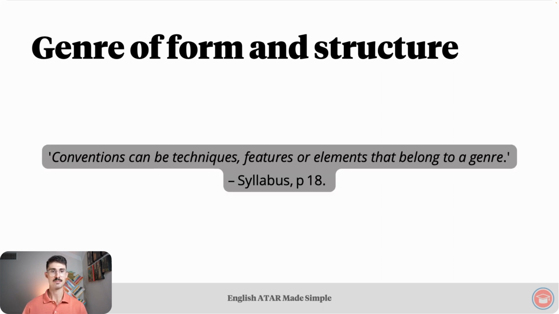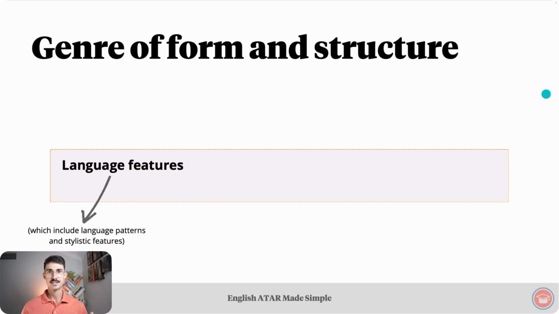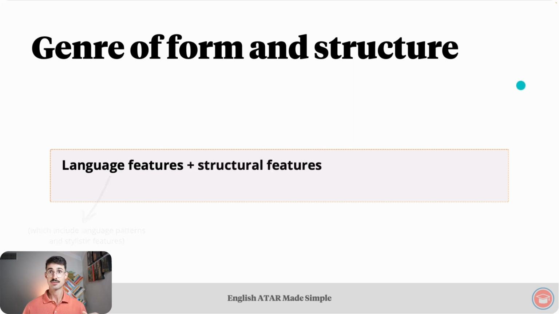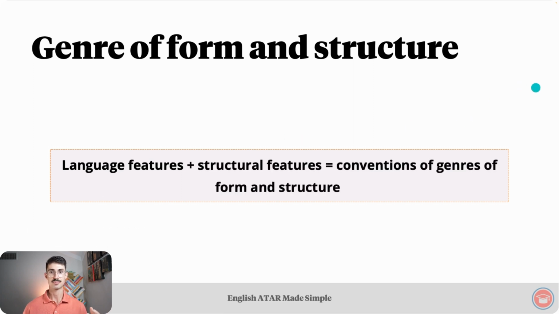A few minutes ago, I highlighted this sentence from the glossary definition of conventions. Conventions can be techniques, features, or elements that belong to a genre. We're returning to it now because it tells us what the conventions of the first type of genre, form and structure, are. The sentence tells us that language features, which include language patterns and stylistic features, and structural features equal conventions of genres of form and structure.